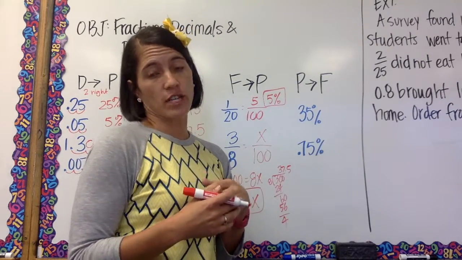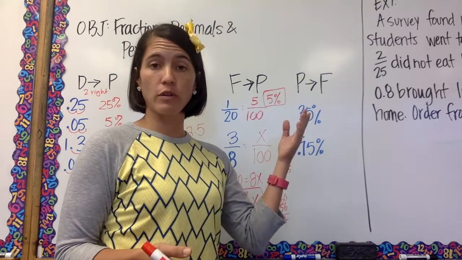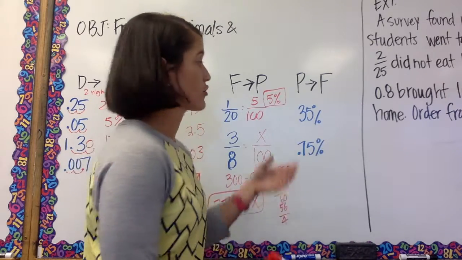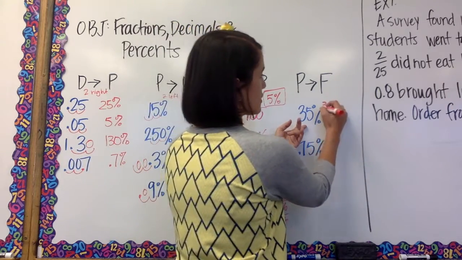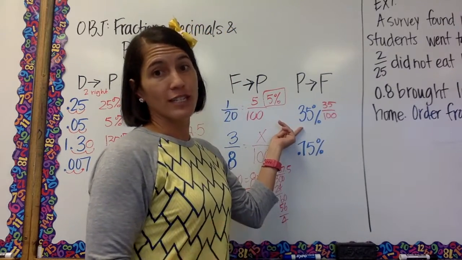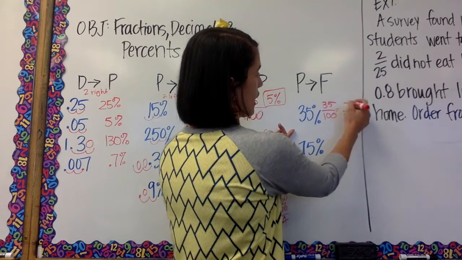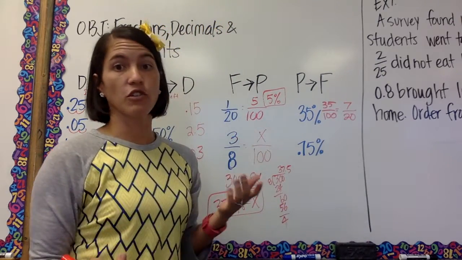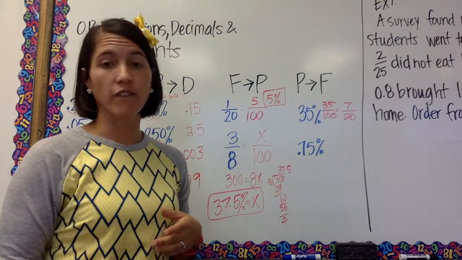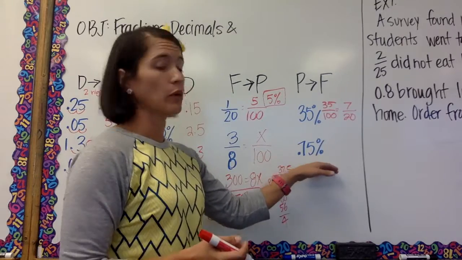There are a couple of ways to do this. The easiest way is going to put your percentage over 100, because percent means out of 100. So 35% is 35 out of 100. Then you would need to reduce and simplify. So you would divide by 5, and you get 7/20, and so that is your fraction. The other option is to convert it to a decimal and then a fraction. So in this example, 0.75%.